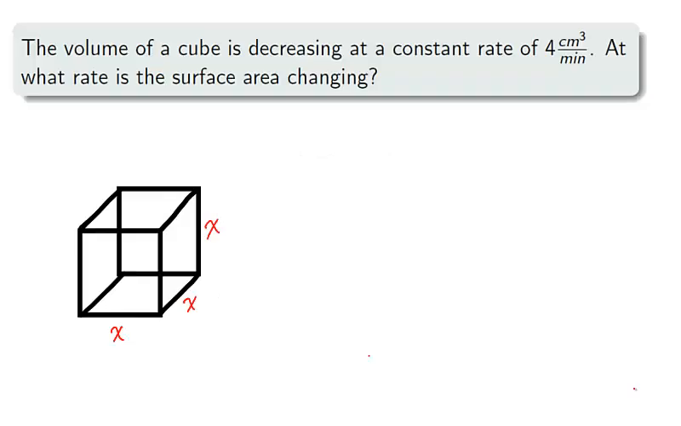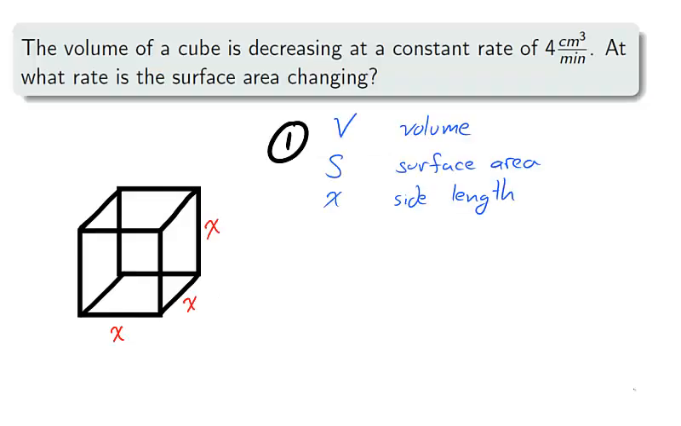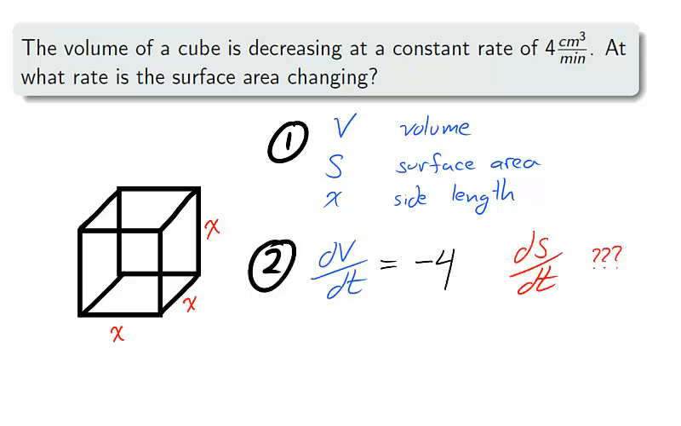We begin by diagramming a cube. Our first question: there are no constants, and we have three variables, V for volume, S for surface area, and x for side length. Our second question: we're given the rate of volume change with respect to time, dV/dt is equal to -4, and we're searching for dS/dt, the rate that the surface area is changing.